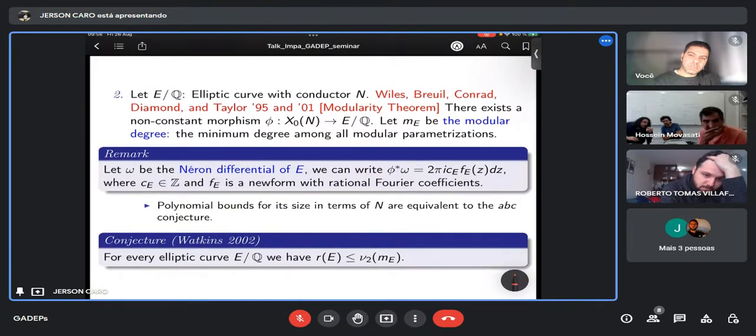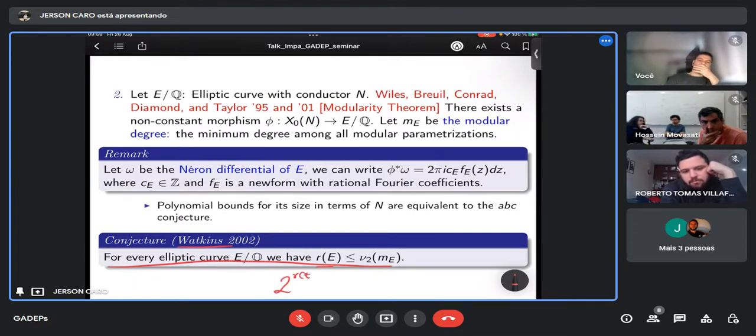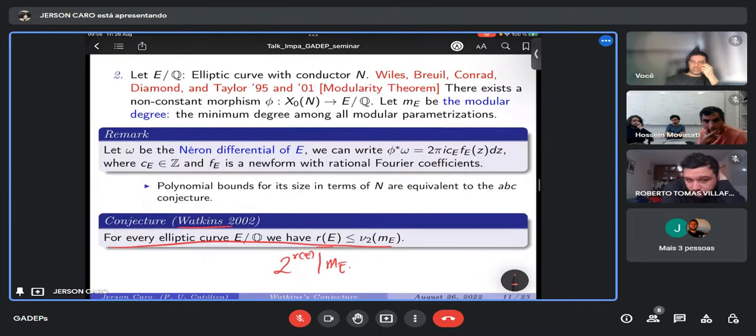And now I can state the Watkins conjecture, and it says the following thing, that it relates the rank and the modular degree. It says that the rank is at most the two-adic valuation of the modular degree, or equivalently that 2 to the r_E divides m_E. Now that's the condition. It's the same, and the two-adic valuation is the biggest power of 2 that divides m_E.